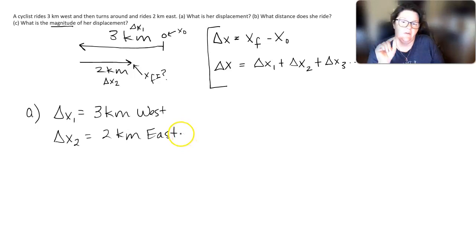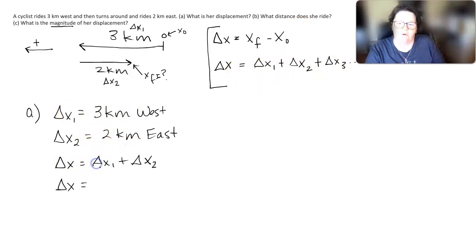Now, we use negatives and positives to mean east and west. You can do this however you want. The fact is, she started off going west, so I would just call this west the positive direction. So when I solve this problem, if I want to find her total displacement, I'm going to use this equation here. So her first displacement is 3 kilometers. And I'm going to add that to her second displacement.